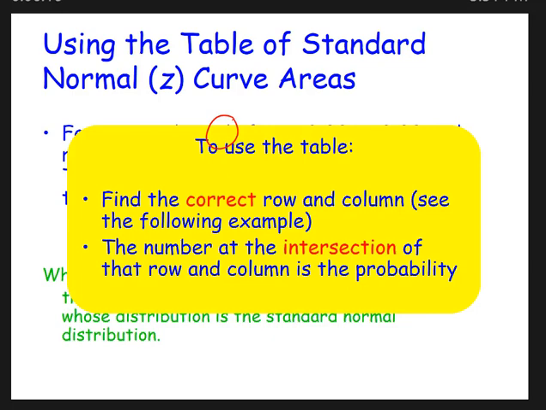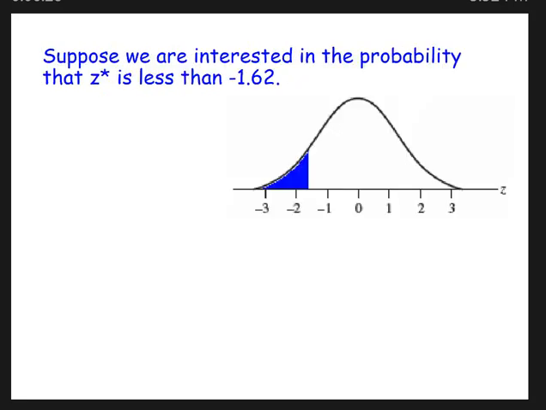To use the table, we have to find the correct row and column to create the z-score that we're looking for. Rather than just making a list of all the possible z-scores, they put the first two digits in the front column and then the third digit in the top, and we look at the intersection. For example, negative 1.62.